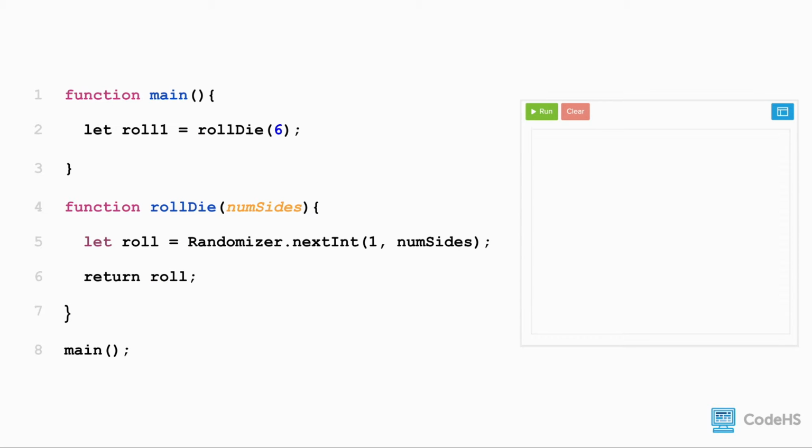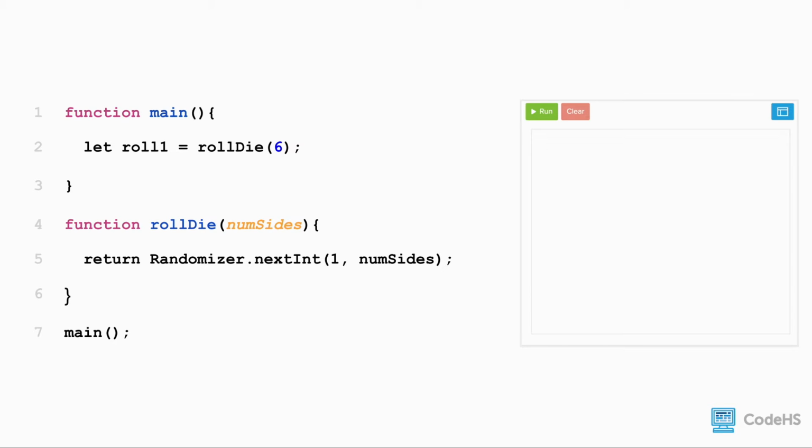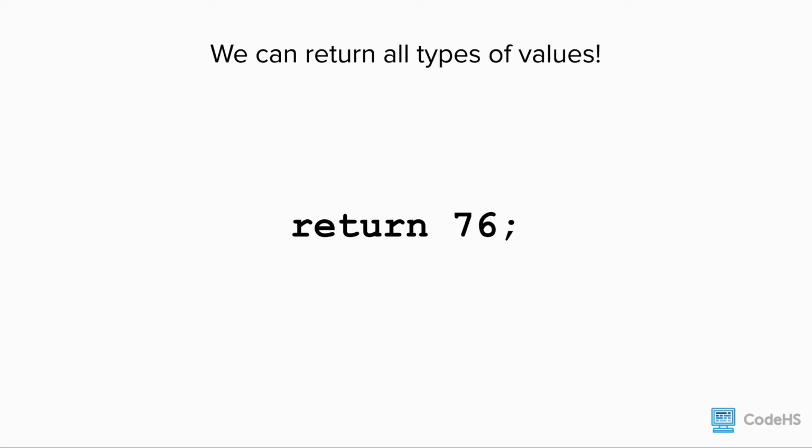One last thing, we can make our roll die function even more efficient. Instead of creating a variable to store the value generated by the randomizer, we can simply return the randomizer expression. This makes our function just one line of code. We can return all types of values. In the previous example, we returned a number. We can also return strings, and Booleans, and even graphics objects.